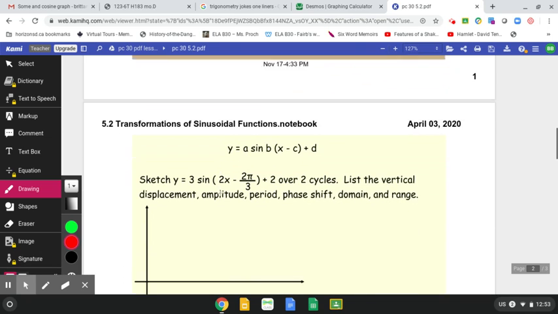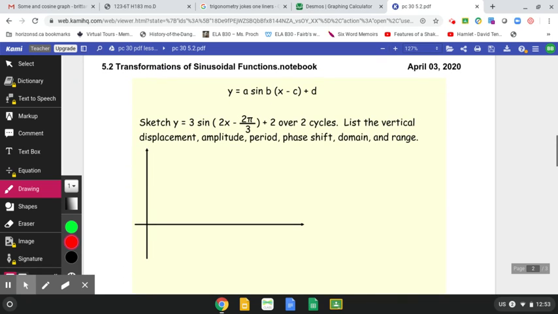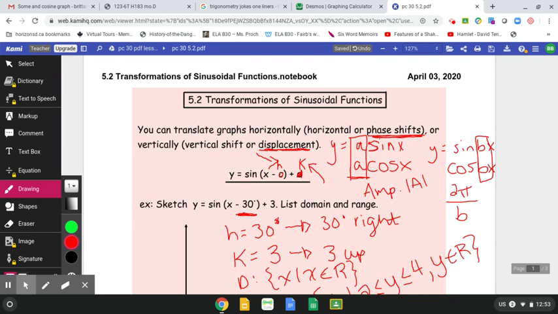And then this last one just says sketch this over 2 cycles, list the vertical displacement, amplitude, period, phase shift, domain, and range. So phase shift is the same thing as horizontal. So that's your H value. And then vertical displacement is your K value. Just as an aside, amplitude is A, period, B. And then you can list your domain and range. So we should be able to find A and B right away, or amplitude and period.